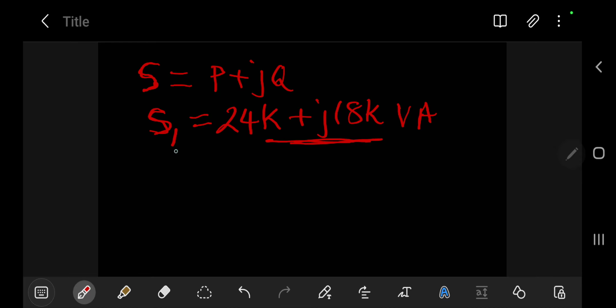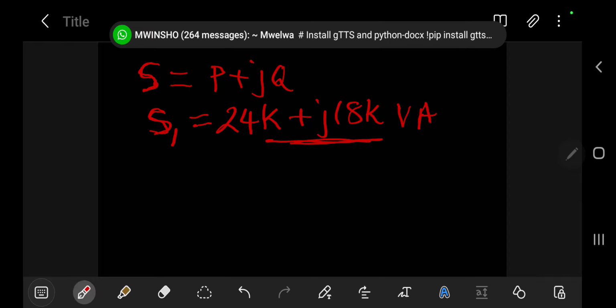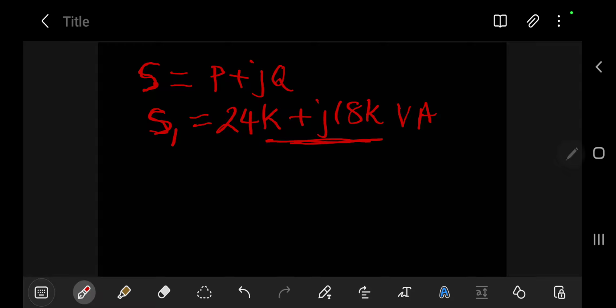Now remember, the goal is to find the total complex power. This is what the question has asked for. Although they have not directly asked us for the complex power of the total loads, they have indirectly asked by giving the power factor, and we know that power factor is related to the complex power. So we can now find the complex power for load 2. It will be P2 plus jQ2.